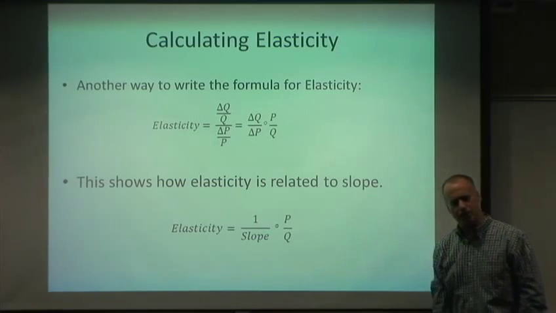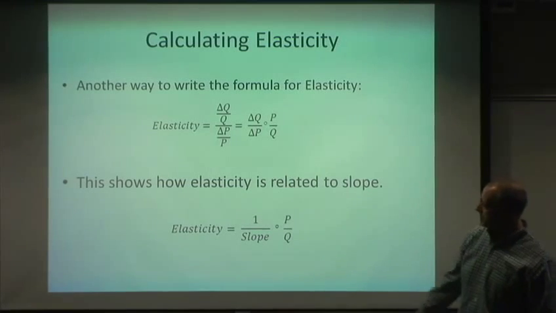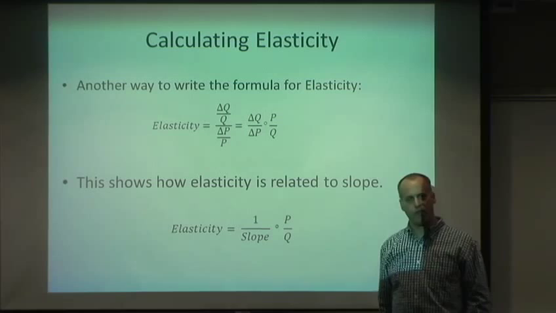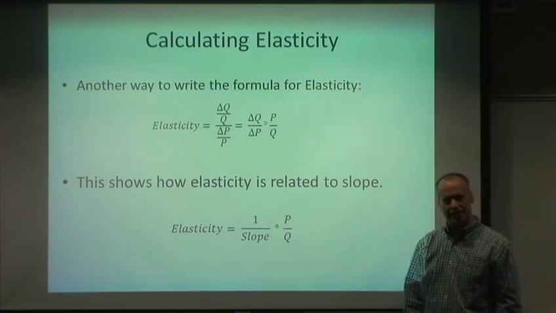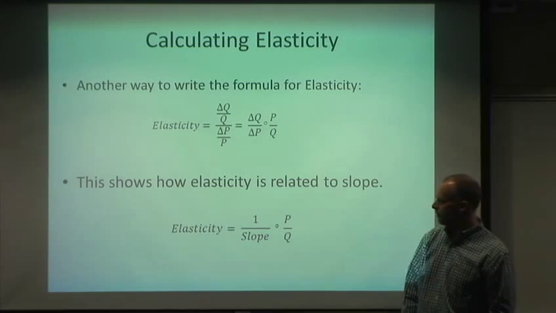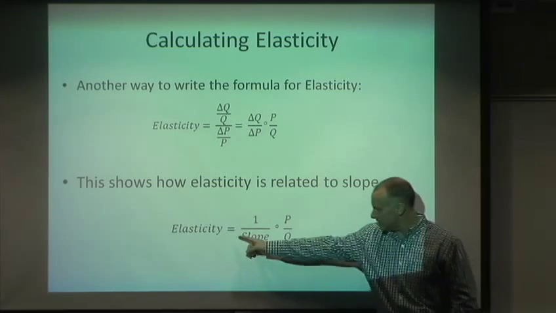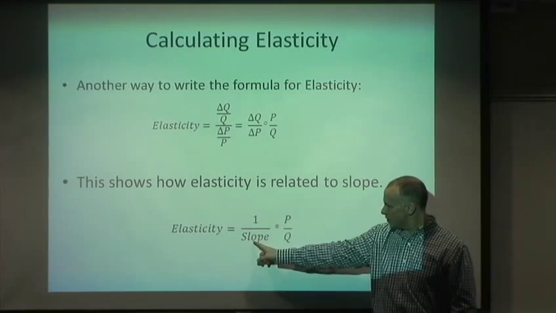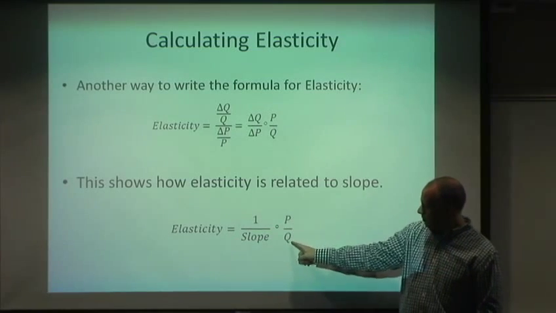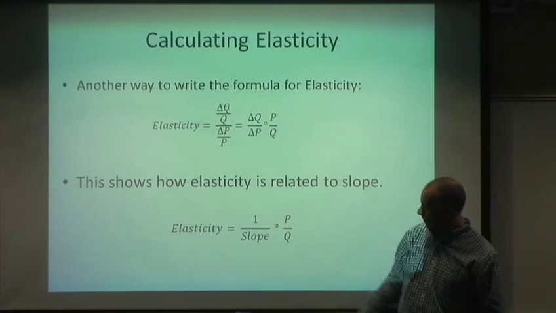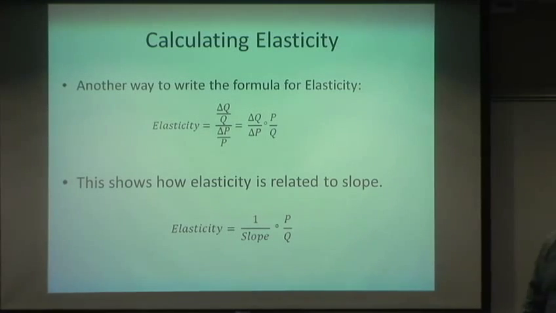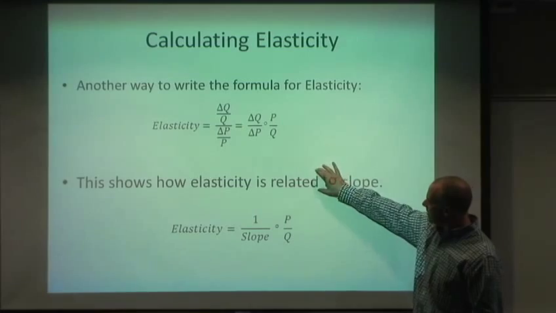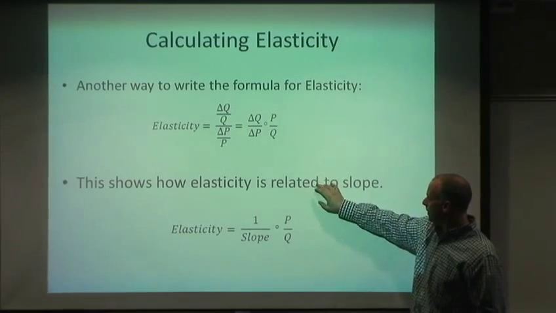But what does this look like? It looks a lot like a formula for slope, but in this case what it really is is 1 over the slope. Q is the variable on the horizontal axis, and P is the variable on the vertical axis. So this elasticity is 1 over slope times P over Q, the relative price per unit. So this formula here will tell us that elasticity is very directly related to slope.